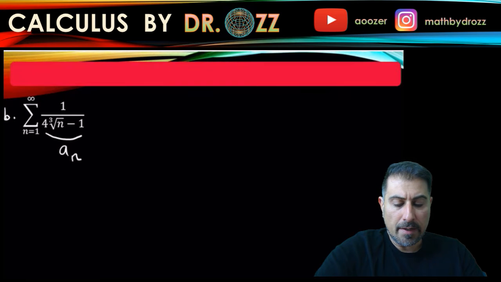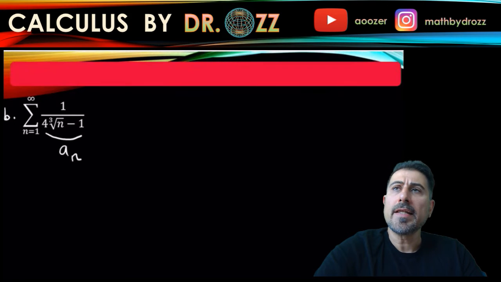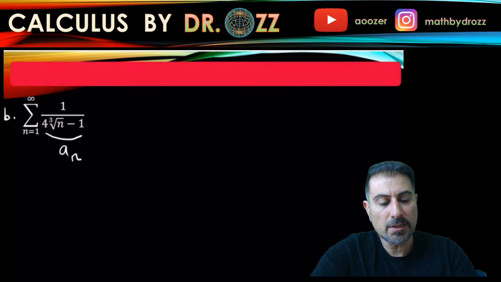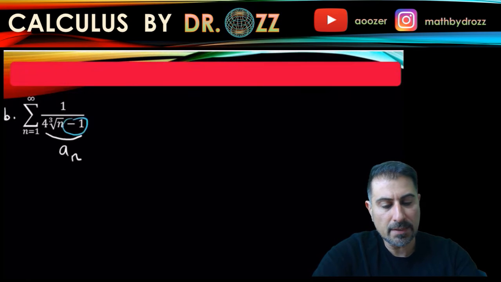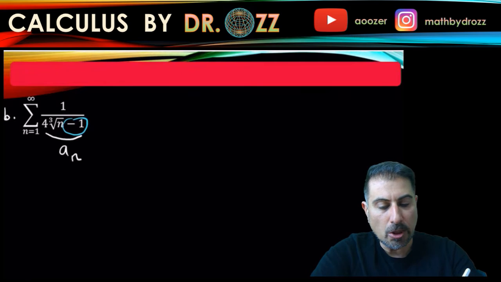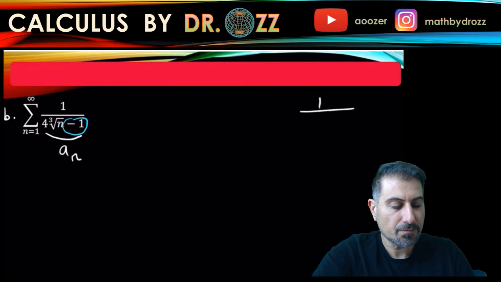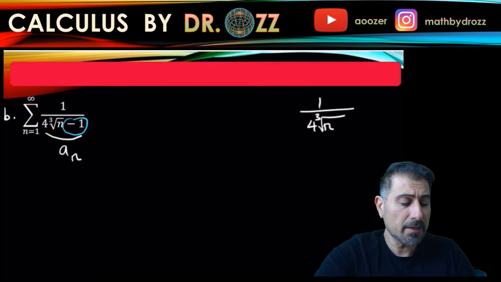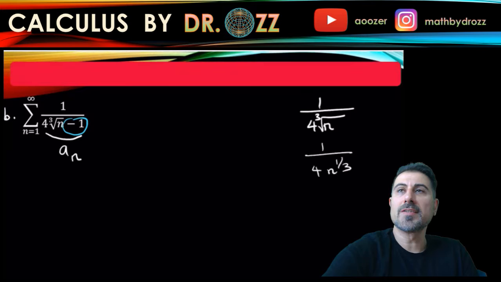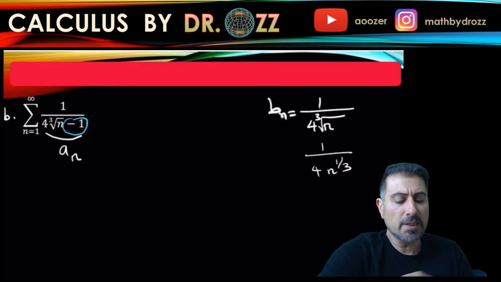Okay. Like in the previous case, when n gets larger and larger, the bottom is governed by the n-related term, but not 1. So this term is minor. So then this series looks like this one. Okay? And in fact, I can write that in the exponent form. 1 over 4 n to the 1/3. Okay? So now the question is like, calling this Bn, what is the relationship between an and Bn?